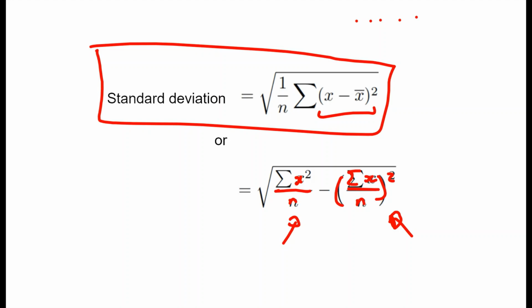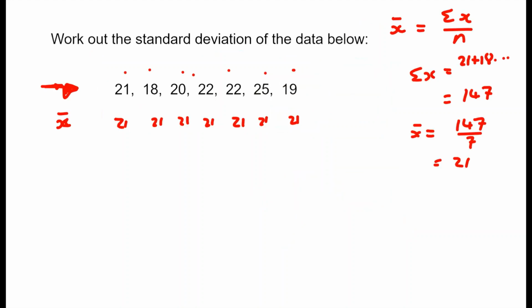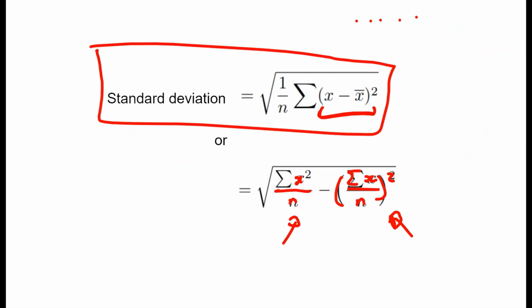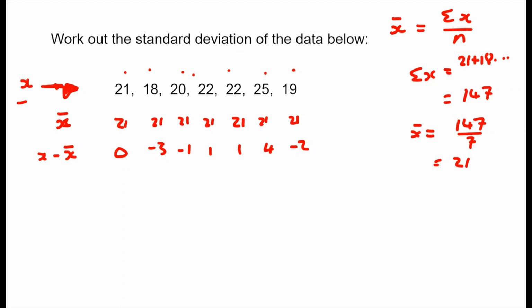I'm going to start by doing the subtraction inside the bracket, x minus x bar. So here are our x's. This is our x bar, so we're going to do subtraction. We're going to get 0, minus 3, minus 1, 1, 1, 4, and minus 2. So this was x minus x bar. Now I need to square all these values, so I'm going to do x minus x bar all squared: 0, 9, 1, 1, 1, 16, and 4.